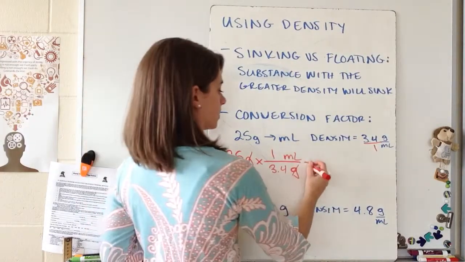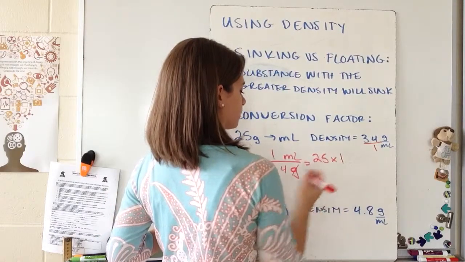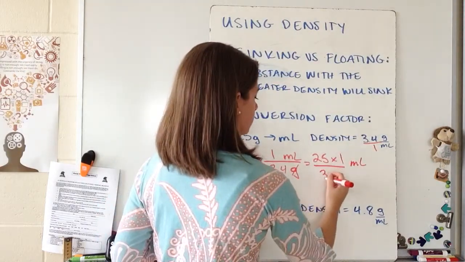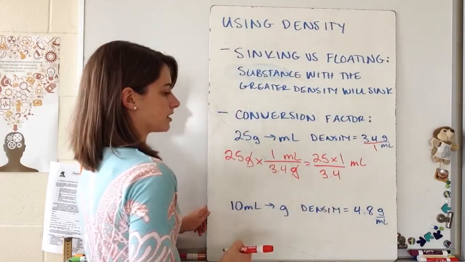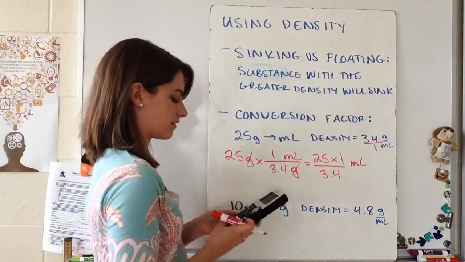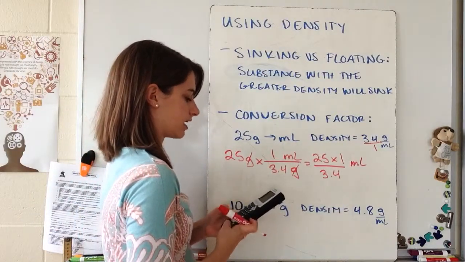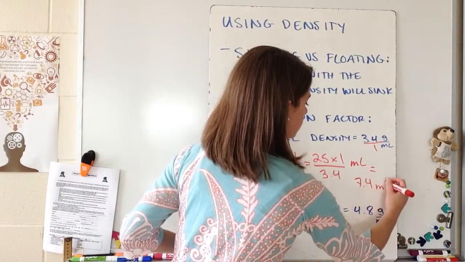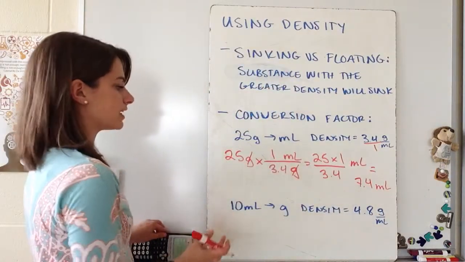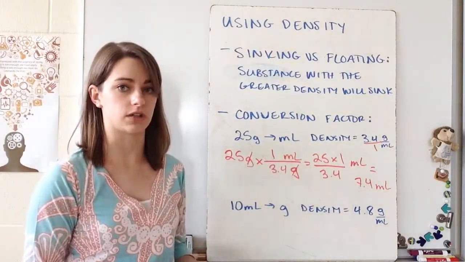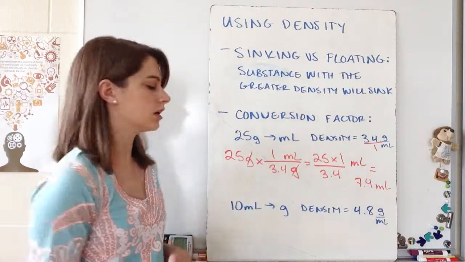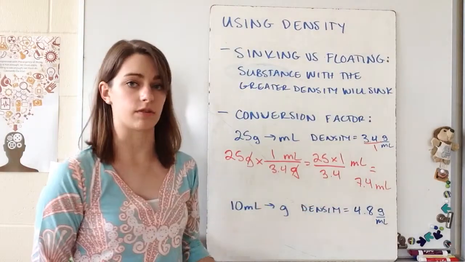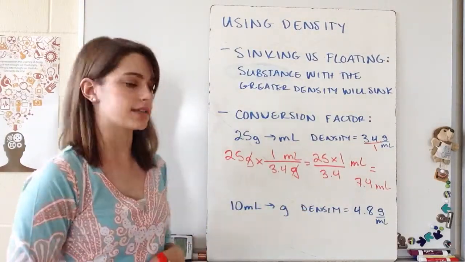Now I have to do the math, so I'm going to do 25 times 1. Milliliters are the units that are left, and then divided by 3.4. If I plug that into my calculator, so 25 times 1 divided by 3.4 gets me 7.4 milliliters. So I didn't even have to take 25 grams and find its volume. All I had to do was use the density to convert. So I know that whatever this substance is, if I have 25 grams, it's going to have a volume of 7.4 milliliters. Let's do one more example.